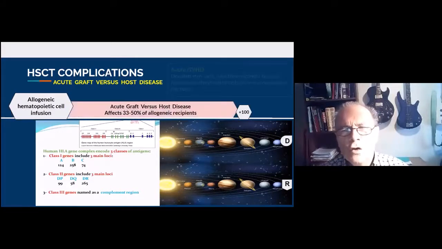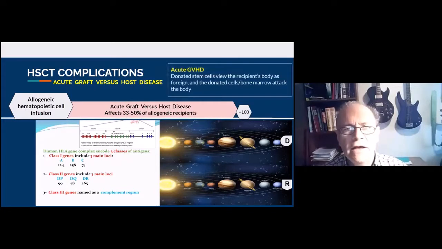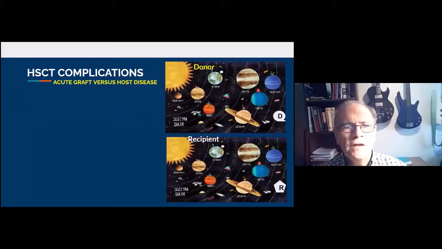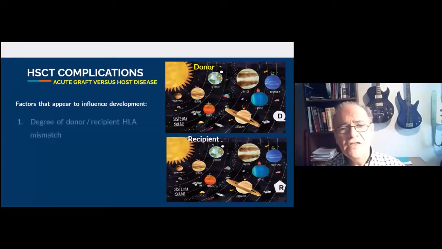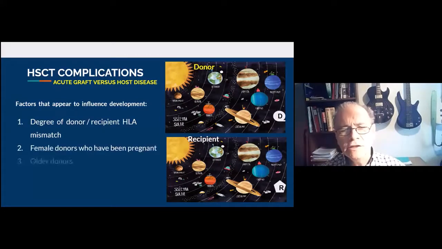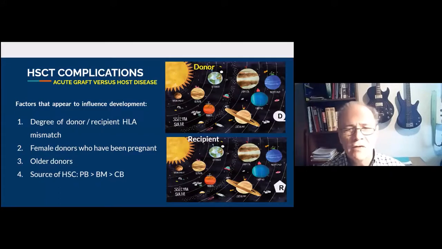Graft-versus-host disease appears in the first 100 days and affects up to 50% of allogeneic recipients. Acute graft-versus-host disease has risk factors. The factors that appear to influence development are the degree of donor-recipient HLA mismatch, female donors who have been pregnant, older donors, and source of hematopoietic stem cells: peripheral blood more than bone marrow, and more than cord blood.